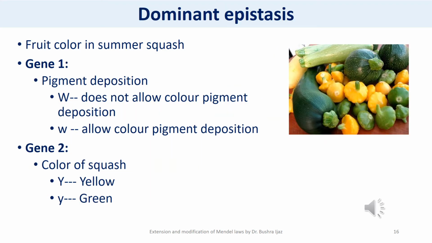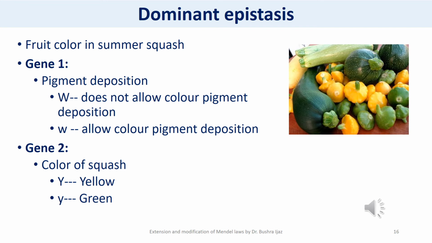Here is the example that I'm going to explain in the phenomenon of dominant epistasis, and I gave you the example of different colors which are found in summer squash. We have two genes here, gene 1 and gene 2. Here gene 1 is the epistatic gene, whereas gene 2 is the hypostatic gene. So gene 1 is the controller and gene 2 is the slave. So in gene 1, you see for pigment deposition, we have the dominant allele, which is being represented here by capital letter W. And the recessive one is being represented by a small w.